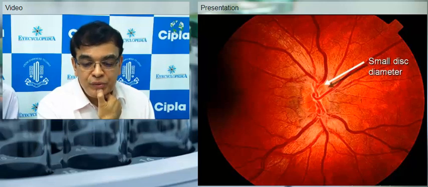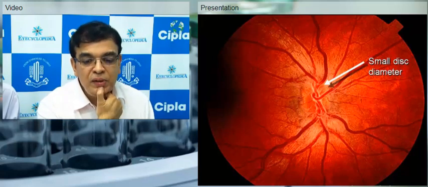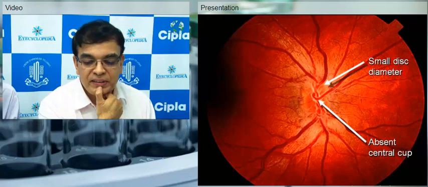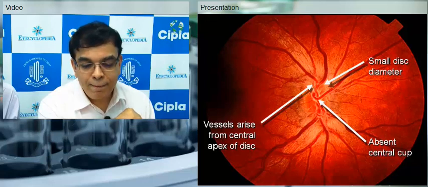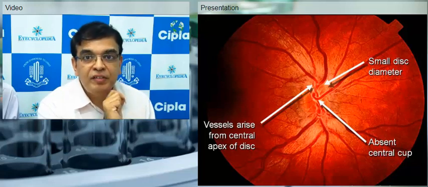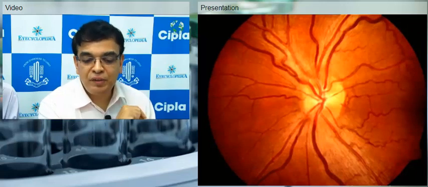So here is a photograph of a disc, and I'd like you to consider what features on this particular disc might help you. Let me point out a few things. First of all, I think all of you might have noticed by now, this is a rather small looking optic disc. It's a small disc diameter. There's virtually no cup that is visible. All the vessels, the retinal arteries and the veins, arise from the center apex of the disc.